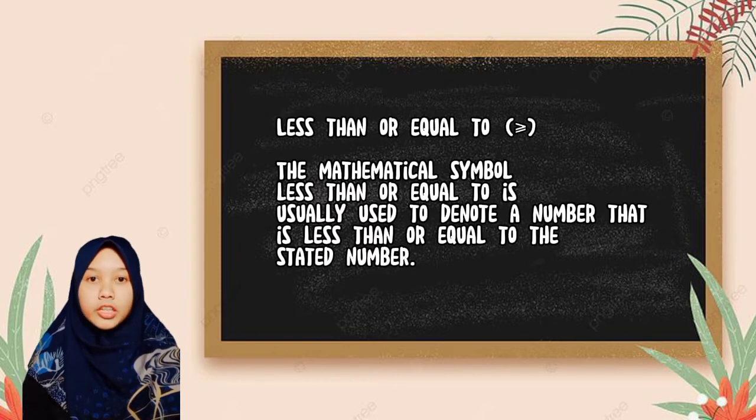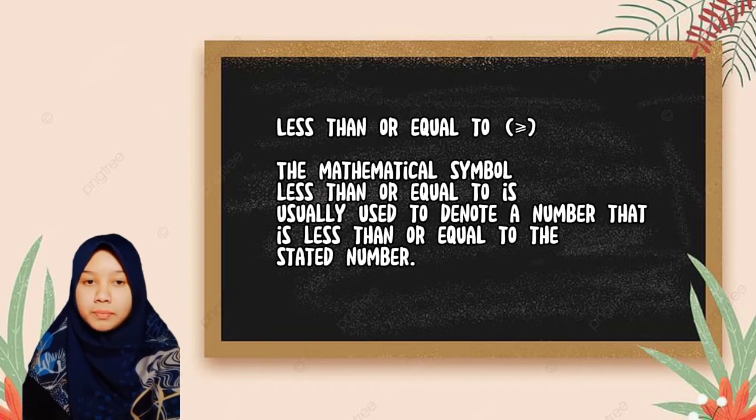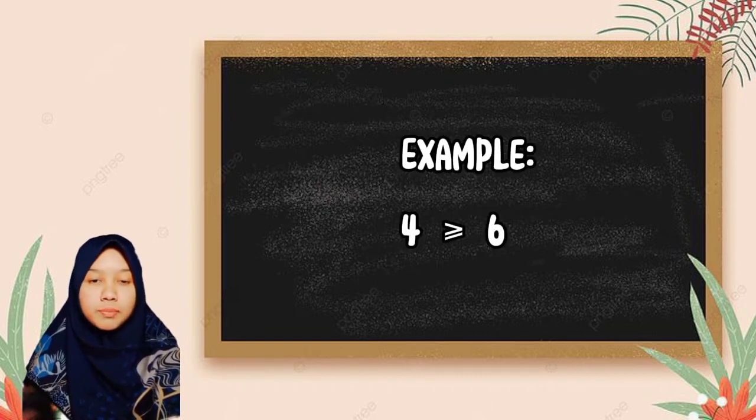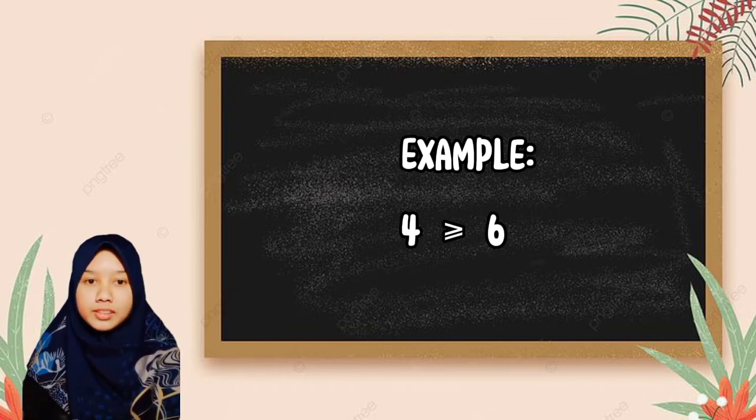Less than or equal to. The mathematical symbol less than or equal to is usually used to denote a number that is less than or equal to the stated number. An example of using the symbol less than or equal to is as follows: 4 less than or equal to 6.